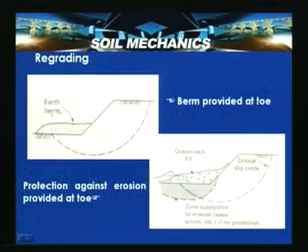Or regrading, a berm provided at the toe, which increases the factor of safety and protects against erosion at the toe. For example, if this is the zone susceptible to erosion due to wave action, and there is no protection, then it can be subjected to a slip circle failure. This is the zone where, in case of no protection, a failure can occur. So, if a gravel or rock fill is provided, it increases the factor of safety and acts as a protection for the slope against instability.